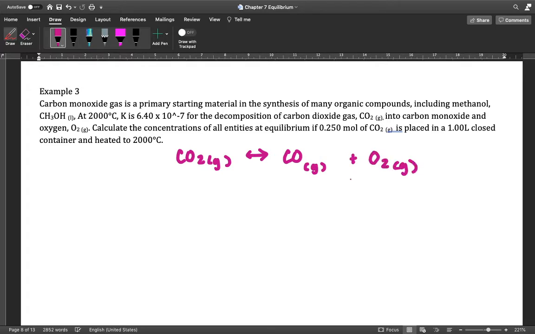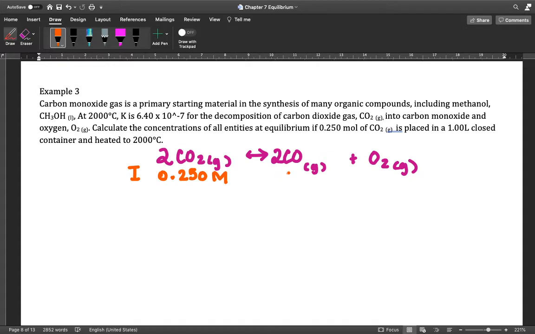The first thing I'm going to do is make sure that this is balanced. If I put a 2 here and a 2 here, that is sufficient to balance this out. And then when I read the question, I know that I'm given the initial concentration of CO2 gas. Because we're told that we have 0.250 moles in 1 liter, if I divide those two to get the concentration, my initial concentration is 0.250 moles per liter, right? If this liter value was anything other than 1, this would be a different concentration, because in this case, the moles divided by the liter gives you your concentration.